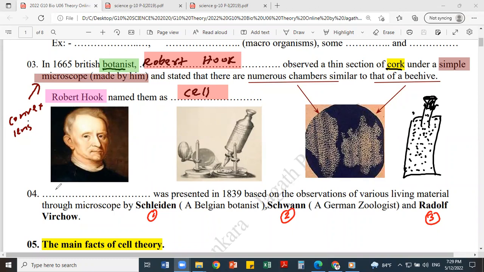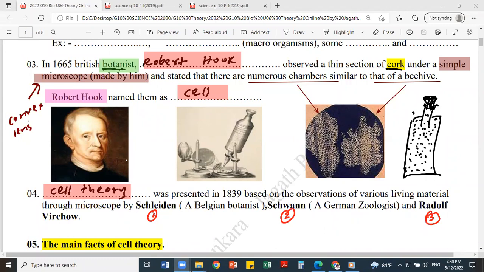So number 4, complete the blank. Cell theory. Cell theory was produced by these three scientists. Okay, what are the two things now? This is what you have to remember basically. Who introduced the term cell? Who observed for the first time the cells using the simple microscope? Robert Hooke. And what is the specimen he used? Thin section of cork. What did he observe? Tiny cavities, the chambers of the thin cork tissue, and he named them as cells.